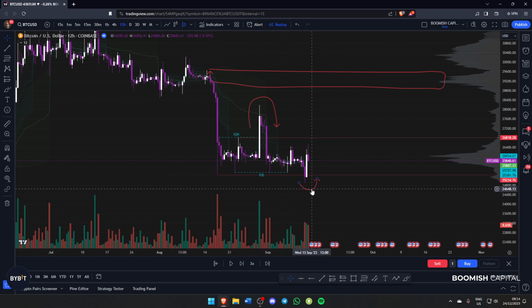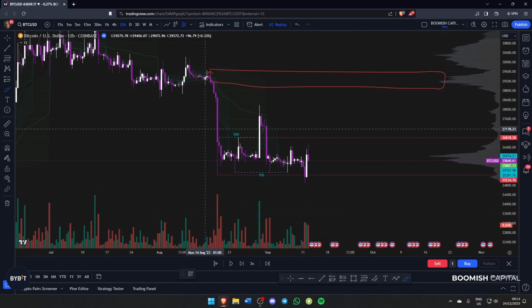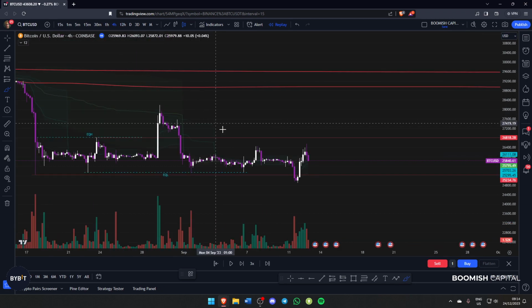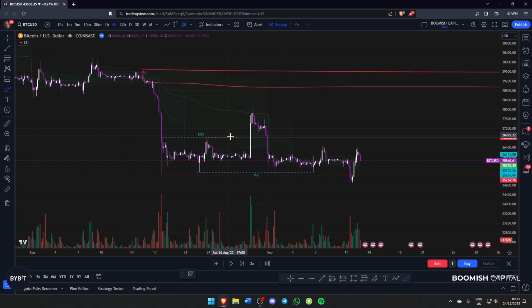This is when you really want to start looking for a long, right? So if price action now is currently on a lower time frame, now this is 12 hours, so maybe I should go down a bit to give you a better view. We'll go to 4.